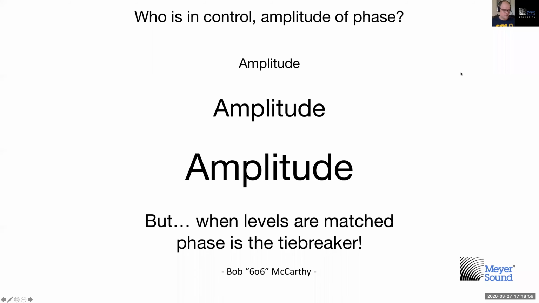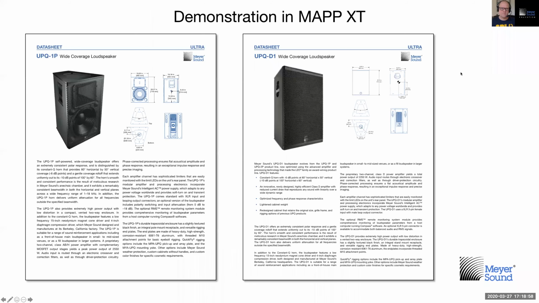Okay. Let's look at an example. And for this example, I will use 2 loudspeakers, where the UPQ-D1 is basically the successor of the UPQ-1P. They have the same exterior dimensions, but the UPQ-D1 is next generation and makes use of technology that we learned from the Leo family of products and more.